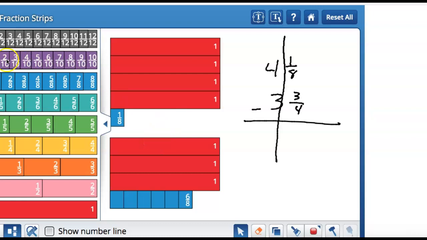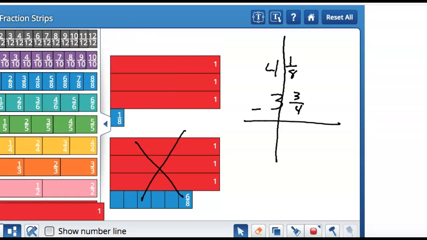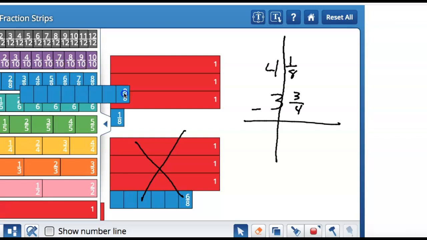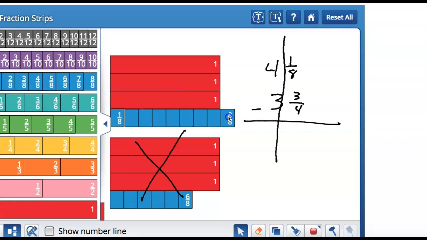At this point, I really don't need this example anymore. So I'm going to take one of these whole numbers, and I'm going to regroup it. And put that away, and I'm going to get 8/8, and I'm going to put it over here. So how many eighths do I have? I have 9/8. So now let me ask you, can I take 6/8 away? Sure I can. So let's do the actual problem.